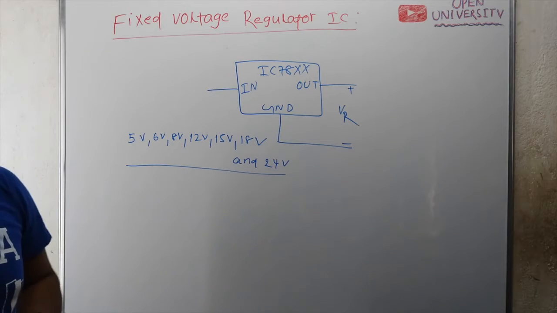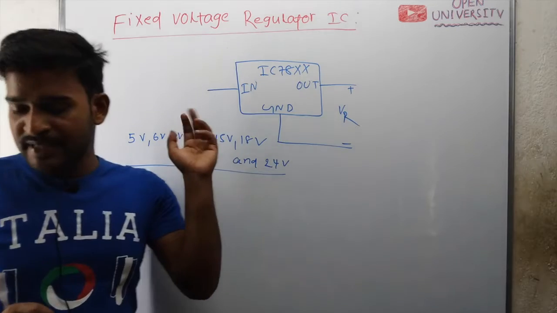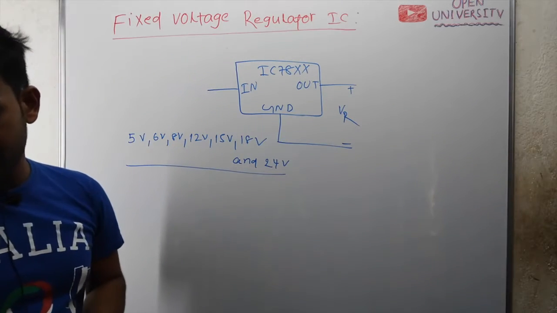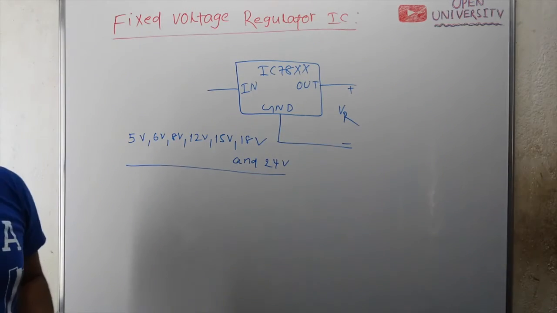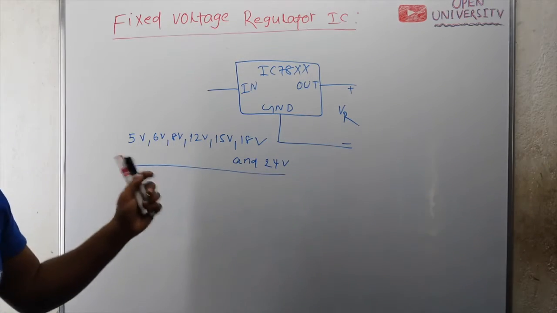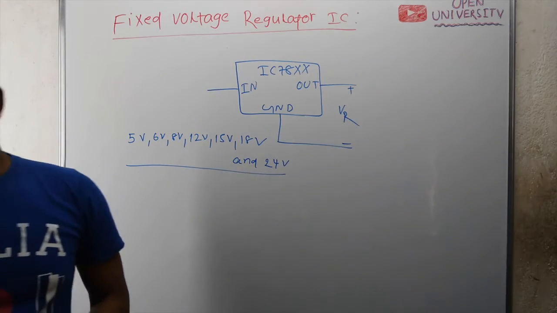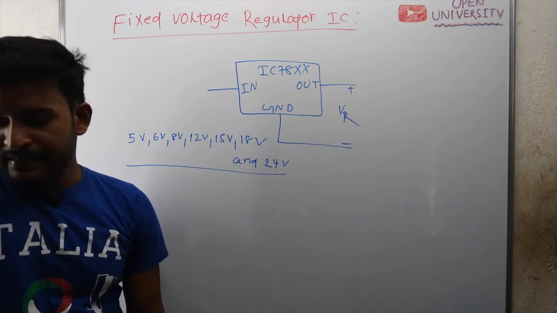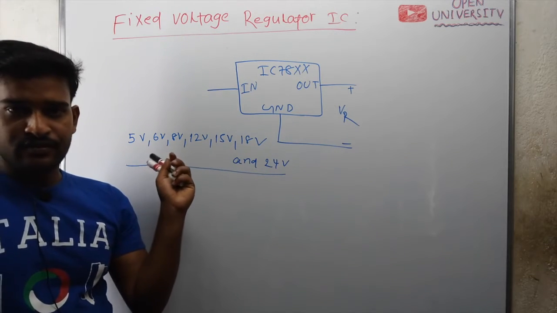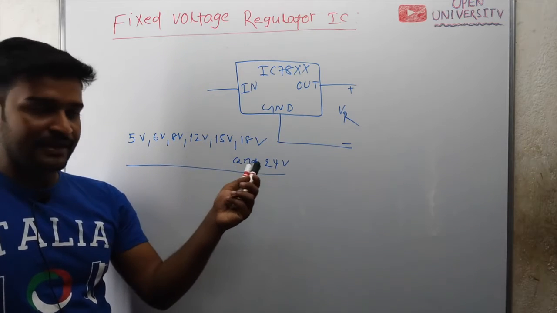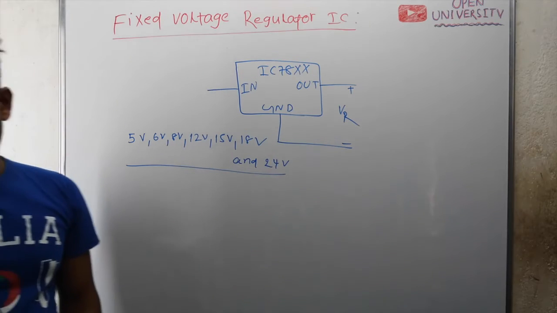So write down this point. These ICs have 7 output voltage options, that is 5 volt, 6 volt, 8 volt, 12 volt, 15 volt, 18 volt and 24 volt. That means these 7 ICs whose output voltage options are like this are commercially available. Okay, write down next point.